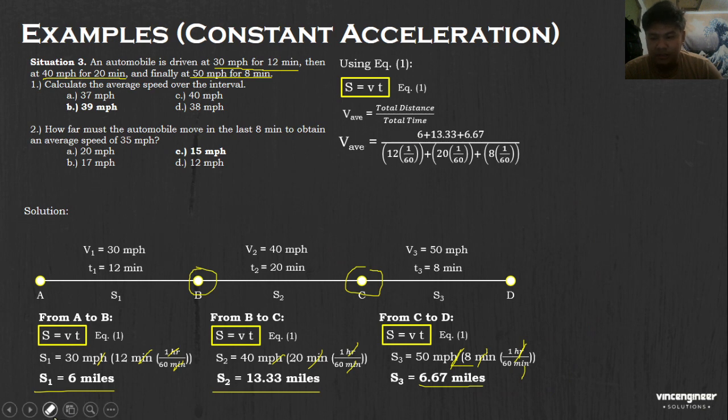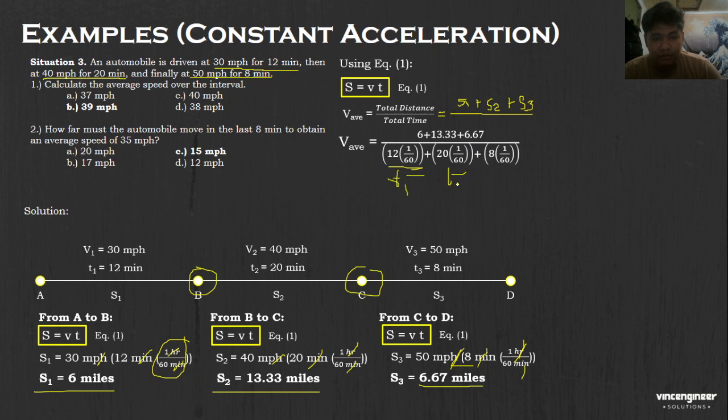Let's recall the total distance, which is S1 plus S2 plus S3, over the time, T1 plus T2 plus T3. T1 is 12 minutes, so we need to convert it to 1 over 60 hour, because that is what we did earlier: 12 by 60 for T1.